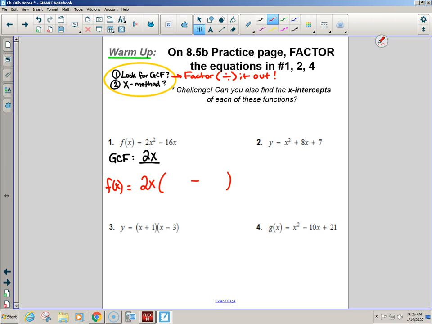Why am I putting a minus in there? Yeah, because there's a minus in here. So even though I'm factoring out the GCF, I'm still going to have a binomial here. The question is, what's left?